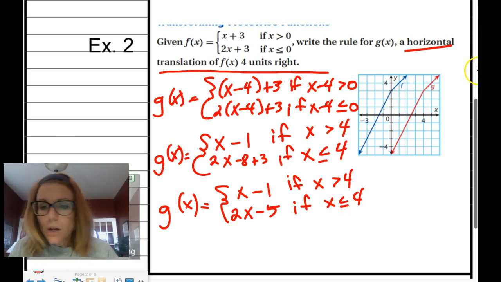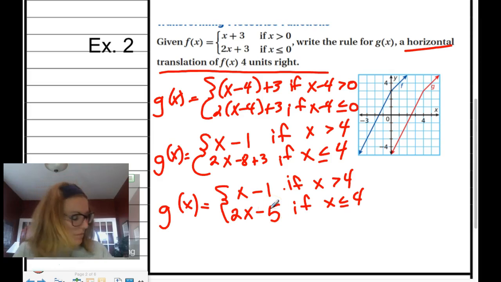And I'm going to fix one little thing. I don't really like how that 5 turned out. Let's fix that. That should be a 5. There we go. And let's fix that x just a little bit. There we go. So that's g of x: x minus 1, 2x minus 5, if x is greater than 4, if x is less than or equal to 4.